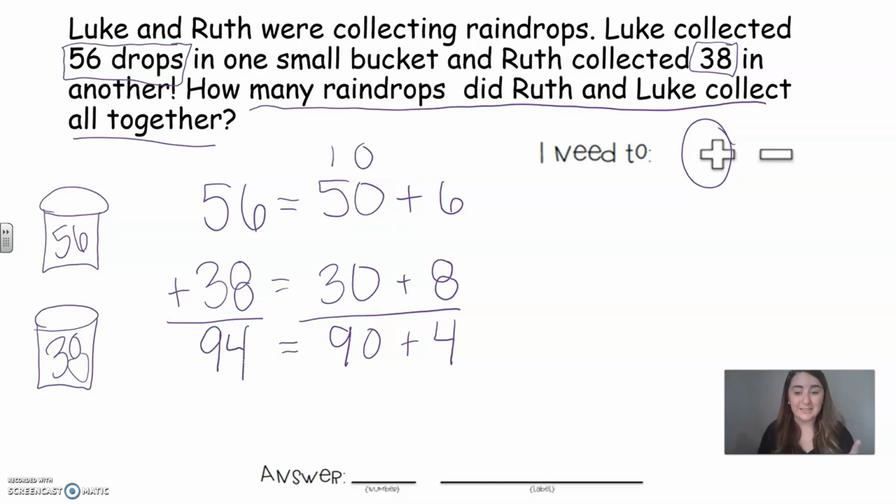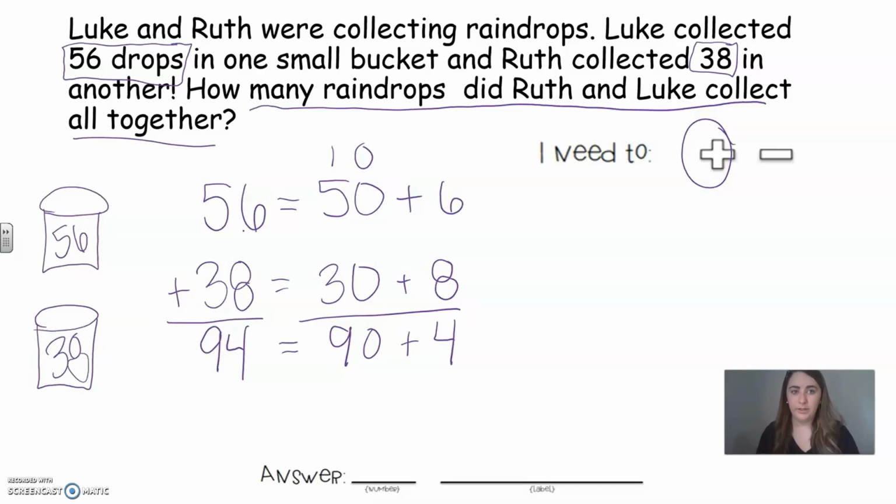So we just did S, solve. So we picked our problem apart and then we solved it. Now we need A, answer. All right, so we got 94 as our answer. Now we need to go through and check. Does that make sense? Go to our question. How many raindrops did Ruth and Luke collect all together?